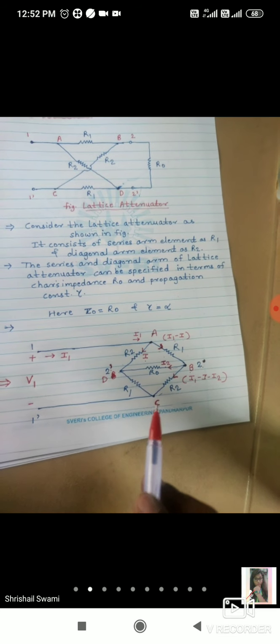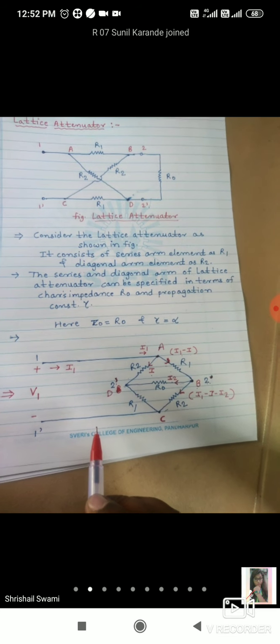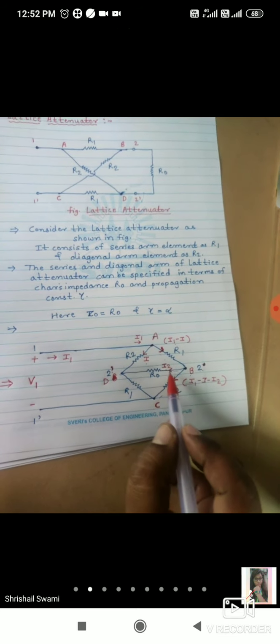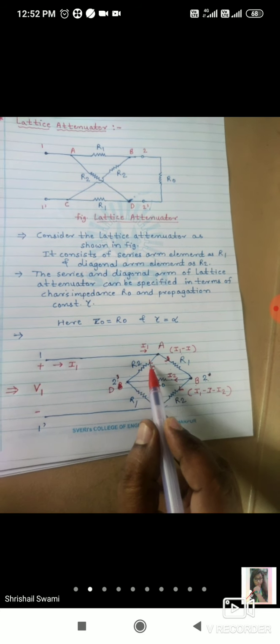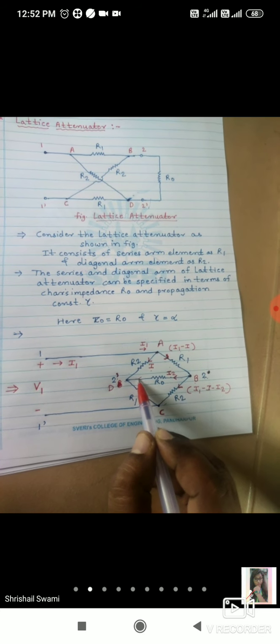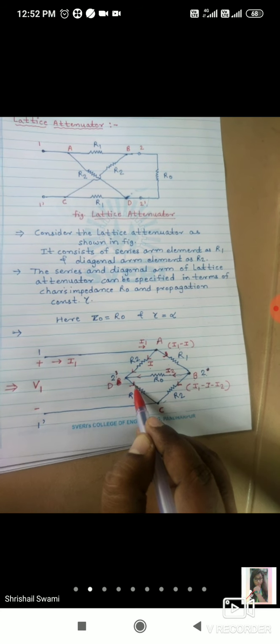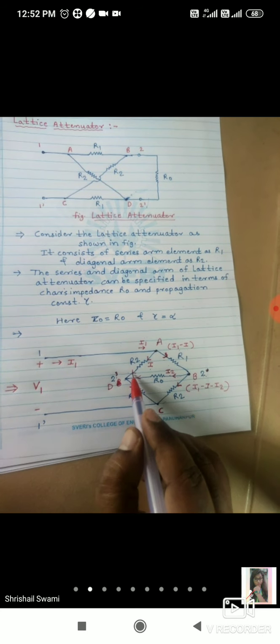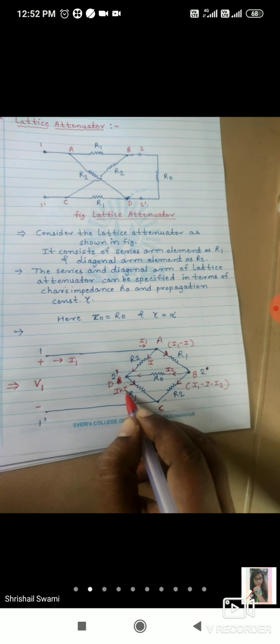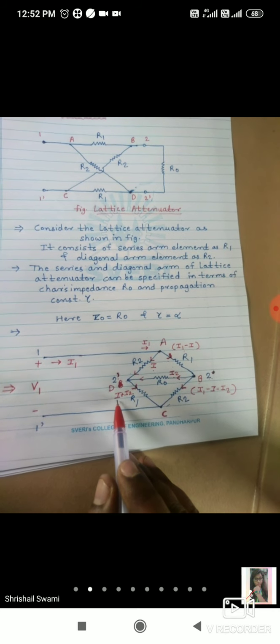Understood? So what you have to do next: now this I2 current has come up to here and from here comes I, so both are incoming. This is incoming and this is also incoming, so this must be outgoing. Then what will this current be? I plus I2. So I will write here I plus I2.